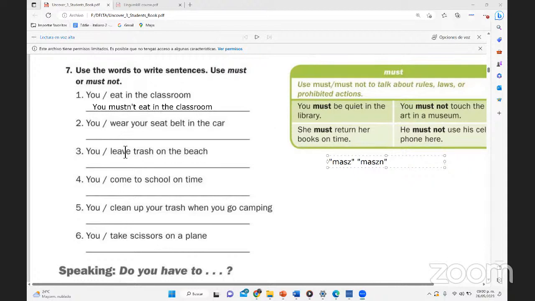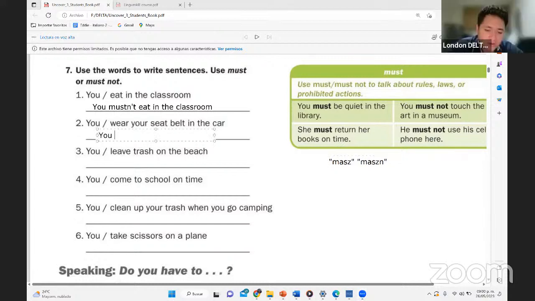You must wear your seat belt in the car. Muy bien. You must wear. Entonces piensa que no decir must wear. Vamos a decir must. You must wear your seat belt.